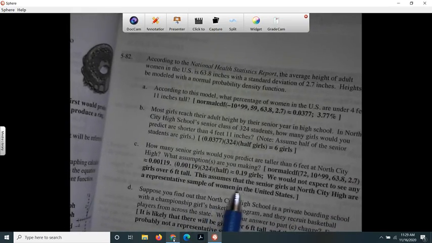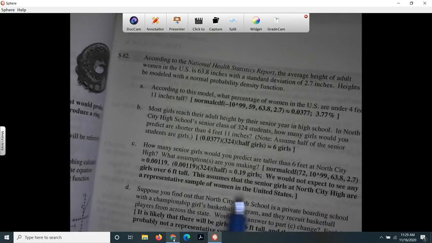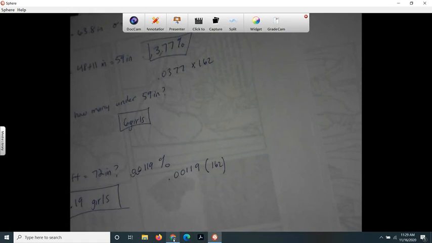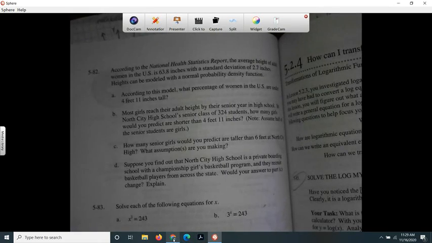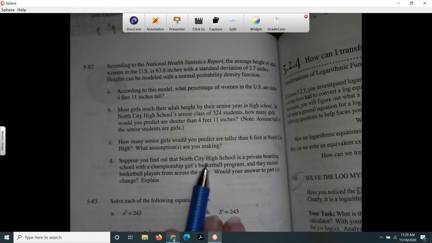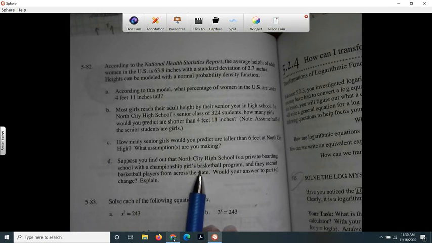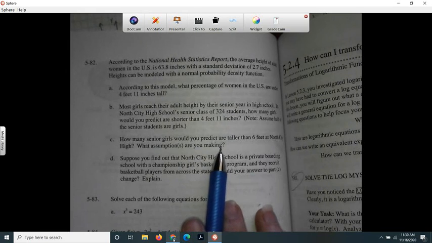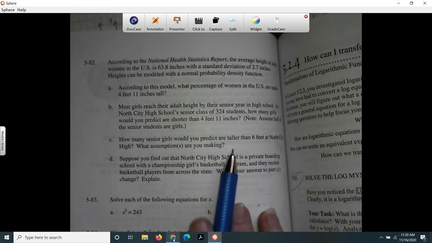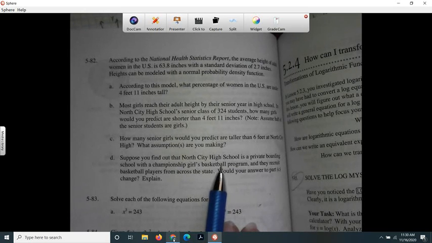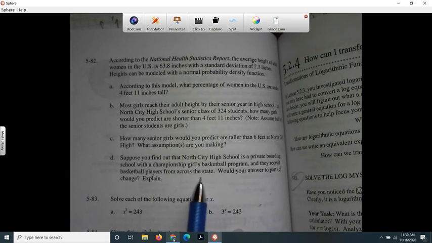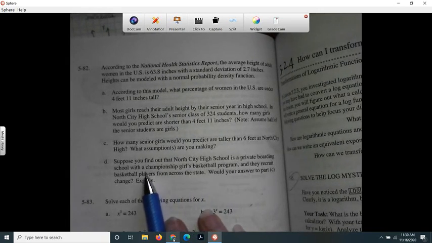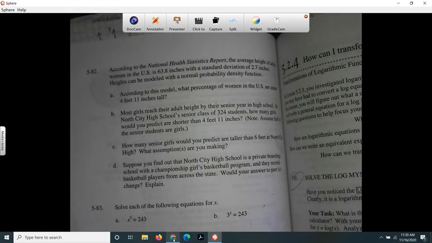Well, my little answer key says this assumes that the senior girls are a representative sample of women in the United States. But then the next question kind of throws a wrench into it. It says, suppose you find out that North City High School is a private boarding school with a championship girls basketball program, and they recruit basketball players from across the state. Would your answer to part C change? Explain. Well, I would say there's more likelihood that they're going to have taller girls there because maybe they're attracting basketball players, and basketball players tend to be taller than the normal population.